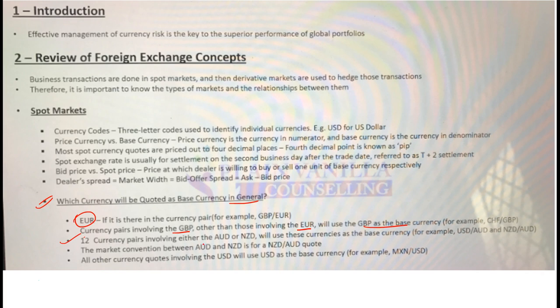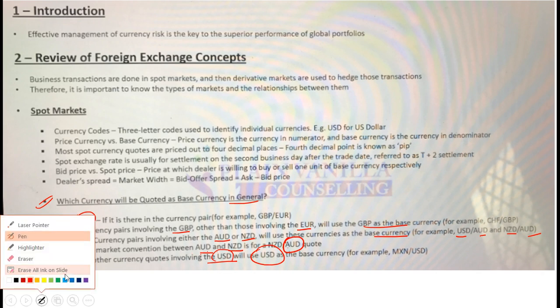Currency pairs involving either the AUD or NZD will use these currencies as the base currency, for example, AUD to USD, AUD to NZD. The market convention between AUD and NZD is that the Australian dollar is used as base currency if you are quoting Australian dollar and New Zealand dollar. Then from these two, the Australian dollar is used as base currency. All other currency codes involving US dollar will use US dollar as the base currency. So these are the general conventions that are used.